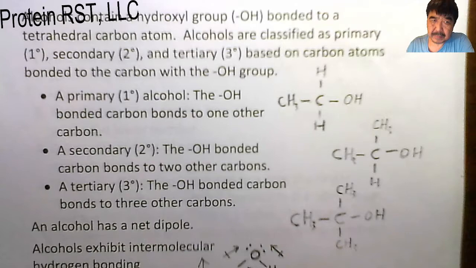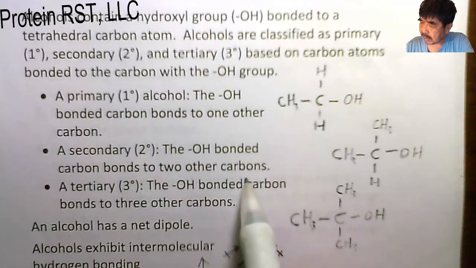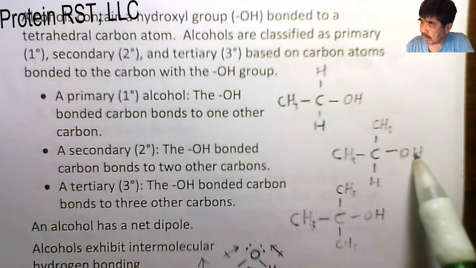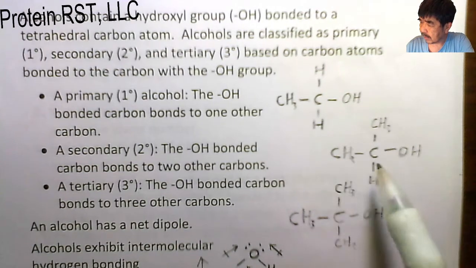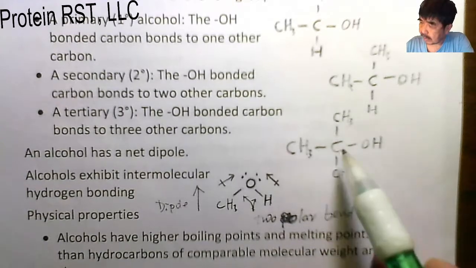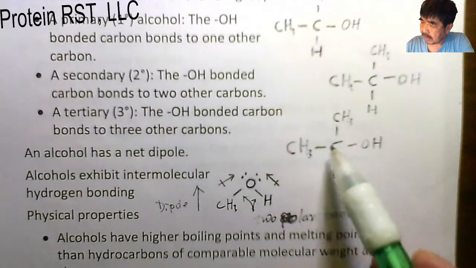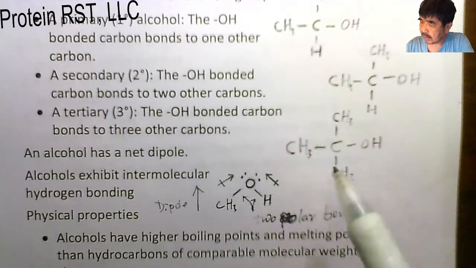The secondary alcohol: the hydroxyl-bonded carbon bonds to 2 other carbons. This is the secondary. This is the carbon bonded to the hydroxyl group. Then this carbon has 2 bonds to other carbons here. So this is a secondary. The tertiary: this hydroxyl-bonded carbon bonds to 3 other carbons. This is the 3 other carbons. This is the tertiary.